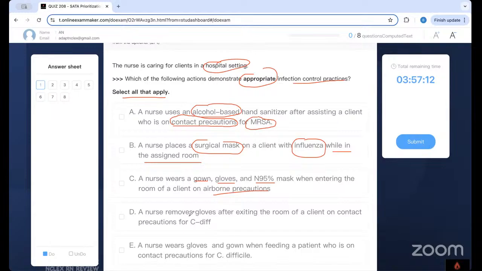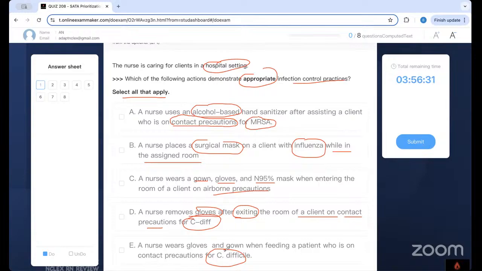And then the nurse removes the gloves after exiting the room of a client on contact precaution for C. diff. Is that what you do? Think about it, right? The nurse wears gloves and gown when feeding a client who is on contact precaution for C. diff. What do you think? This is infection control. If you know the answers, you can put it there. But just tell me, what do you think? Is each of these appropriate? Which one is not appropriate?